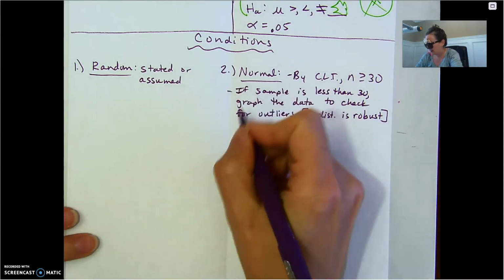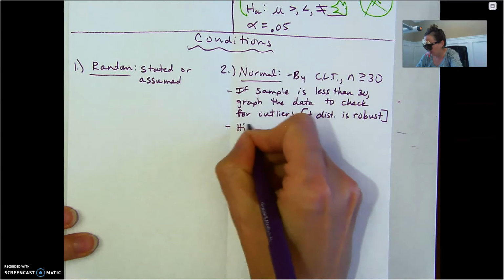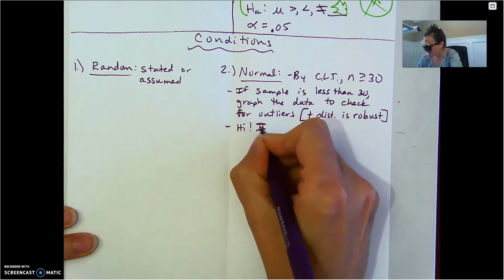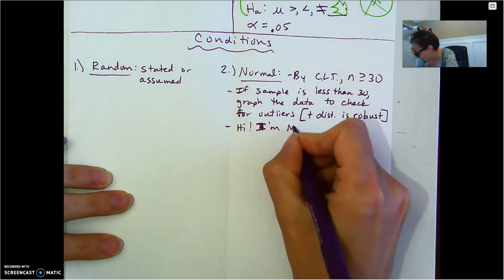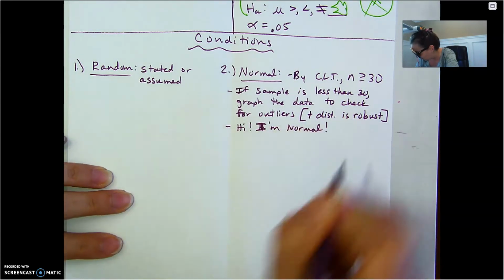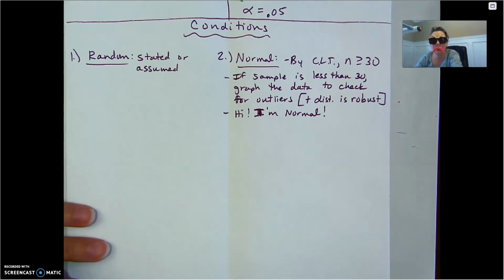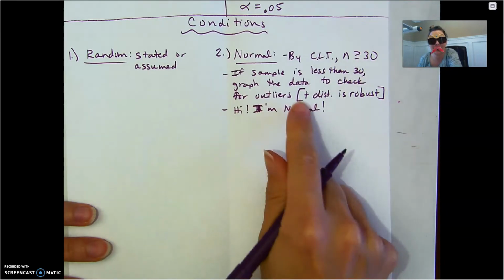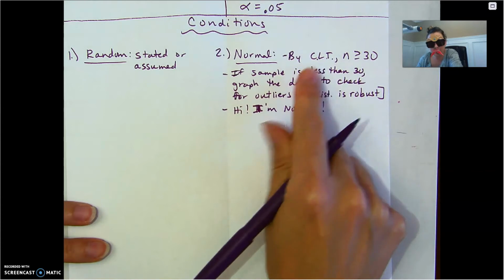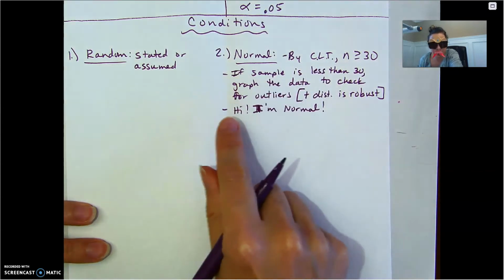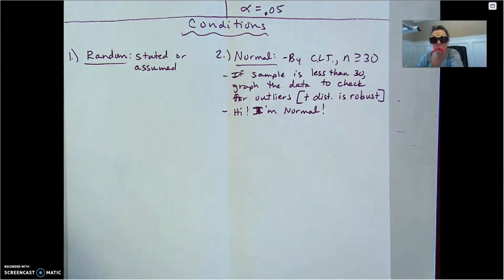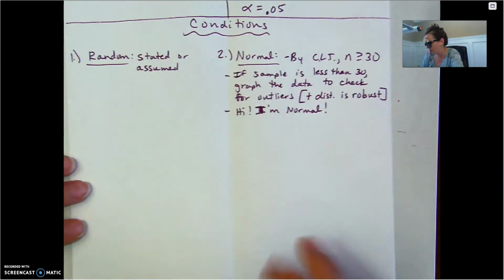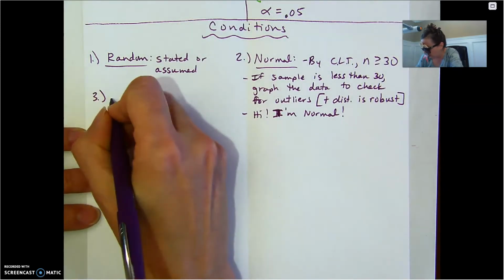And then let's see, the third option could always be, hi, I'm normal. Sorry, it's hard to see with these glasses. Hi, I'm normal. Okay, so the normal check, maybe it is a little bit complicated. Central limit theorem, or graph your data, or it says, hi, I'm normal. So these are three different ways that you can try and verify that it's safe to proceed. And then the third condition is independence.